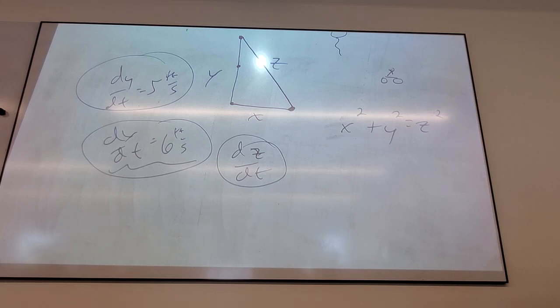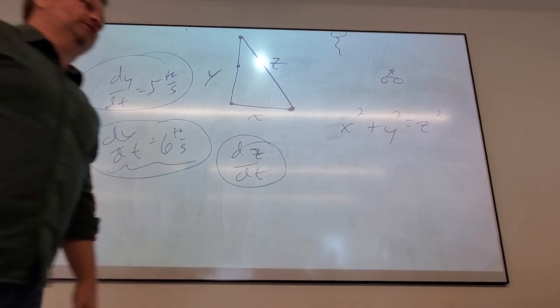Okay, I got a triangle. Everything's changing. Okay, everybody gets a variable. Now that I've got variables, I can use symbols for what they tell me, and symbols for what they ask me. So what am I gonna do with x squared plus y squared equals z squared now? Take the derivative.